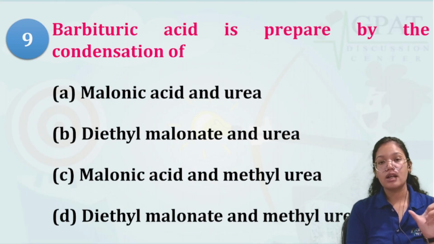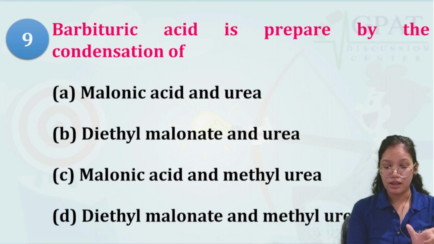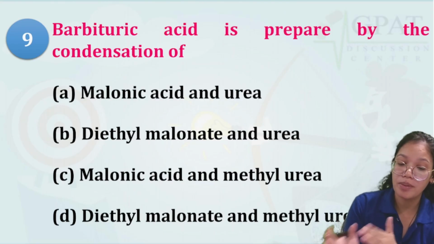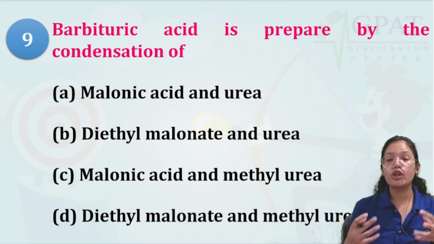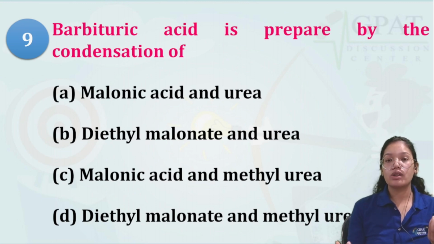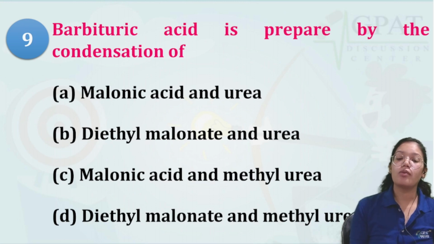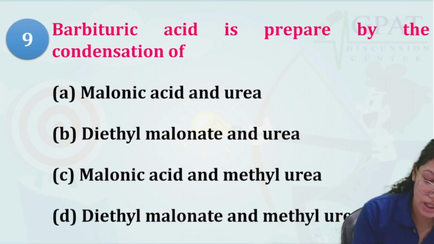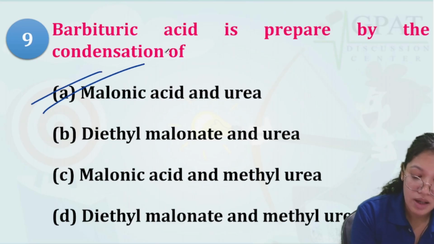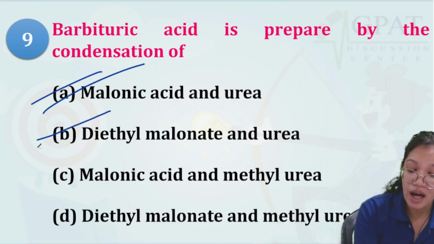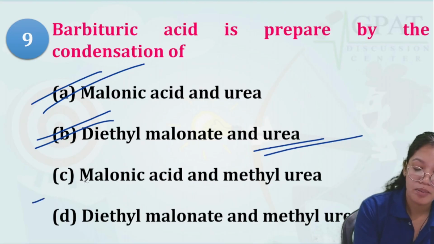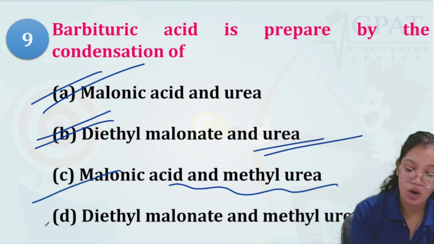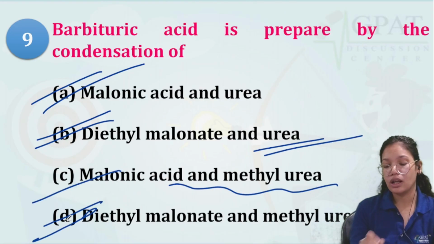Now they are asking about barbituric acid. How do we prepare it? What two things do we need so that, condensing them, they will form barbituric acid? If you look at the options: malonic acid and urea, dimethyl malonate or urea, malonic acid and methyl urea, or diethyl malonate and methyl urea.